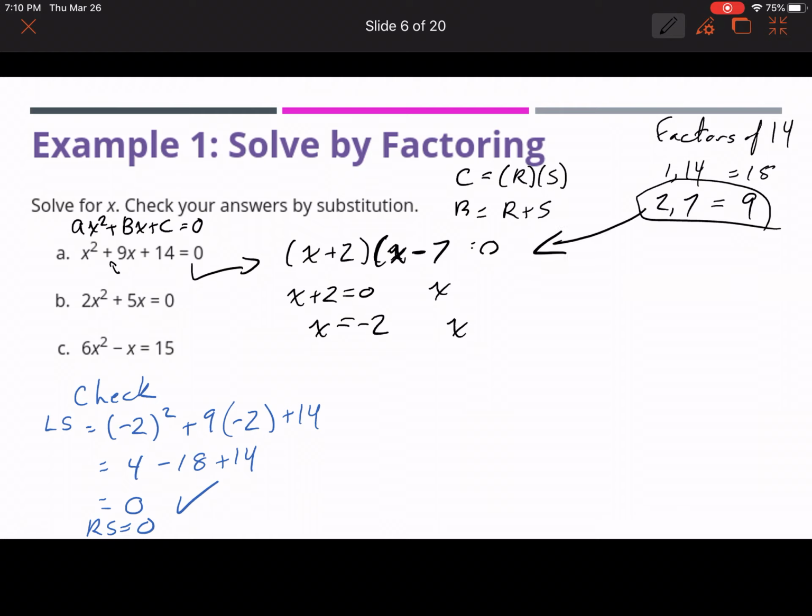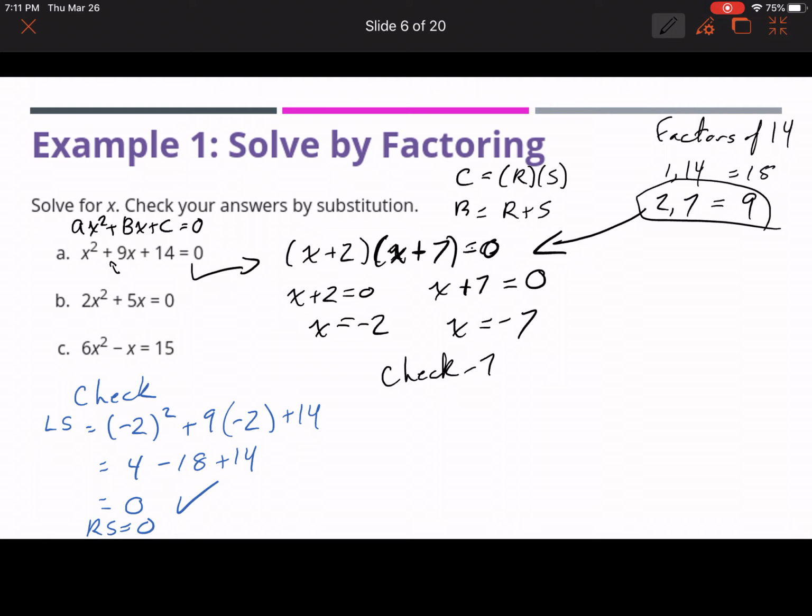So, going back, x plus 7 equals 0, x equals -7. So that's why we always do our checks, because sometimes we put in the wrong numbers even though we found the right numbers.